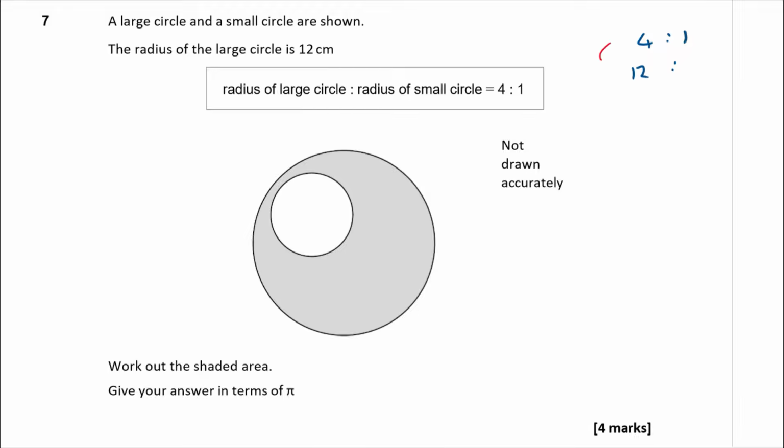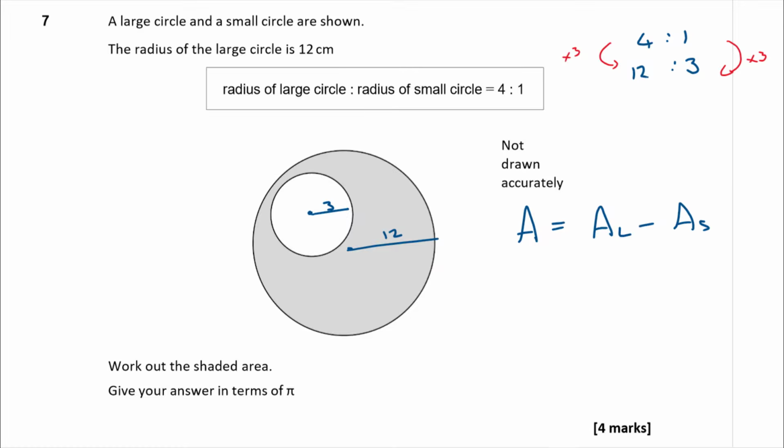Well, 4 times 3 is 12. So if I times the opposite side by 3 as well, I should have 4 to 1 is the same as the ratio of 12 to 3. And therefore, the radius of this smaller circle is going to be 3. And the radius of my bigger circle is going to be 12, like that then. Okay, so then the shaded area is going to be the area of the large circle, take away the small circle. So the shaded area is going to be the area of the large circle, subtract the area of the small circle.